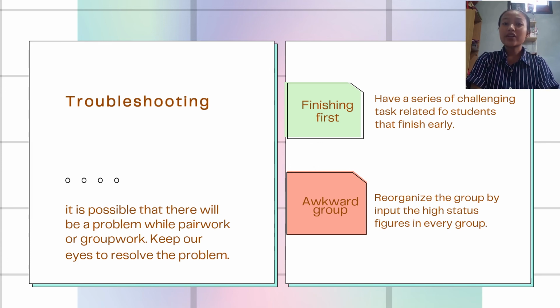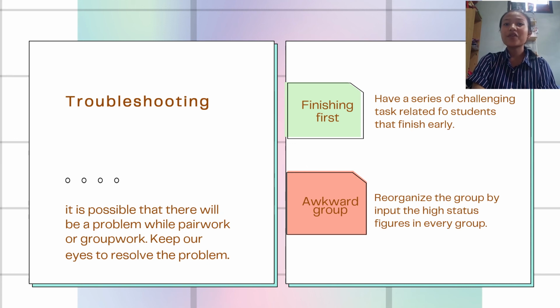When we monitor pairs and groups during a group work activity, we are seeing how well they are doing and deciding whether or not to go over and intervene. But we are also keeping our eyes open for problems which we can resolve either on the spot or in future. Well, in troubleshooting, there are two common problems when students do group or pair work. The first is finishing first, and the second is awkward group. So let's go to the first problem, that is finishing first.